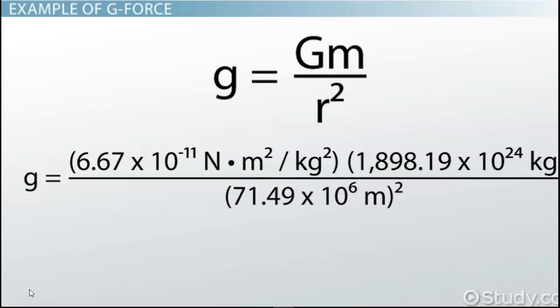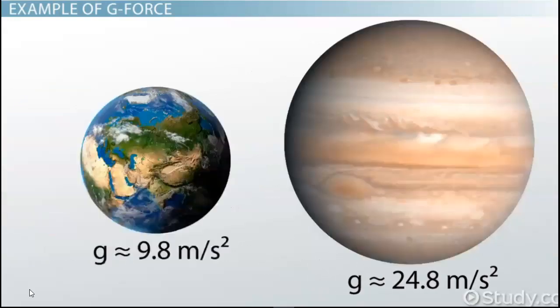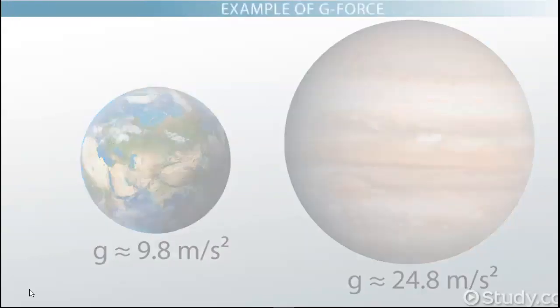Plugging these values into the G-force formula and then evaluating, you get this. 6.67 times 10 to the negative 11th power newtons m squared per kilogram squared times 1,898.19 times 10 to the 24th power kilograms, which is all divided by 71.49 times 10 to the 6th meters squared. So the G-force on planet Jupiter is approximately 24.8 meters per second squared. Comparing this to planet Earth's G-force of 9.8 meters per second squared, you see that Jupiter has a higher gravity. This is to be expected since Jupiter is a much bigger planet. The larger the object, the larger its G-force.